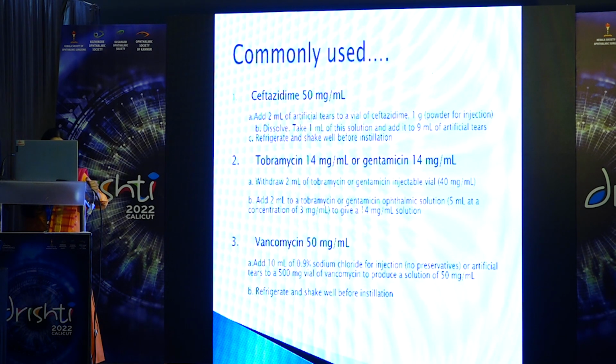Ceftazidime: the topical concentration is 50 mg per ml. What we usually do is add 2 ml of artificial tears or sterile water to a vial of ceftazidime. Then we take 1 ml from that and dissolve it into 9 ml of artificial tears, so that we get a final concentration of 50 mg per ml. Ceftazidime injection comes as 1 gram powder.